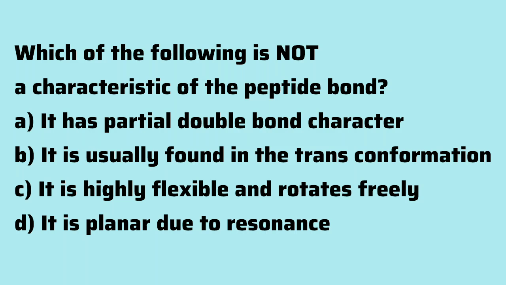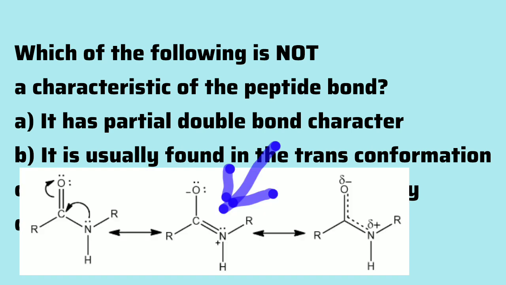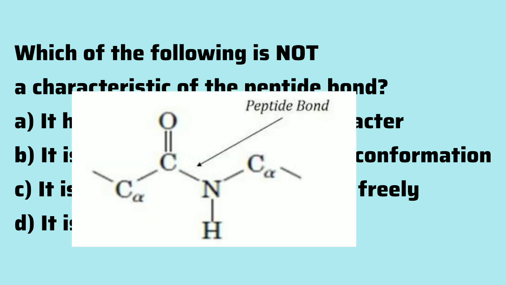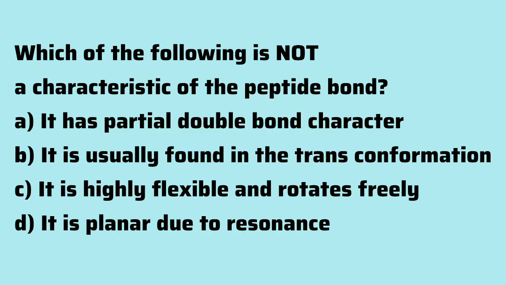Which of the following is not a characteristic of the peptide bond? A: It has a partial double bond character. Yes, the peptide bond has a partial double bond character. B: It is usually found in the trans conformation. Yes, that is also correct, because at the peptide bond the position of the oxygen and the hydrogen is on the opposite side of the peptide bond, so it is in the trans configuration.